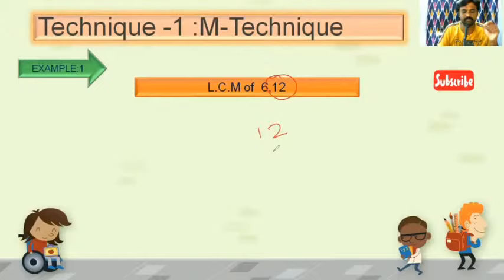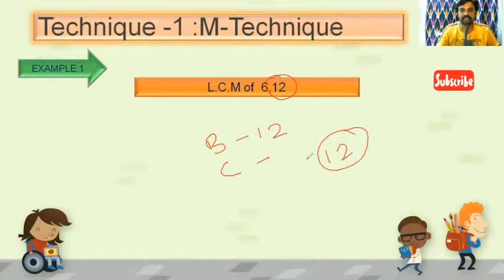If the biggest number is a multiple of 6, then directly you can write your ultimate answer as 12, the biggest number. Complete the two steps. The first step, find the biggest number, and the second step, check that it is a multiple of the other, then the ultimate answer is the biggest. That's why the answer for this problem is 12. Got the point? As there are only two numbers, easily we have found the LCM of 6 comma 12.